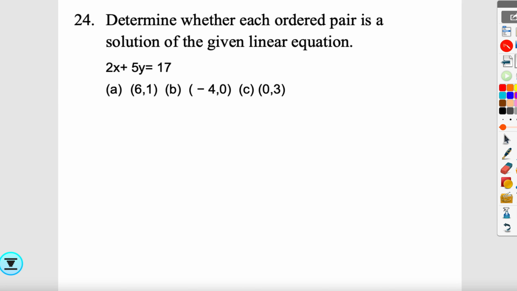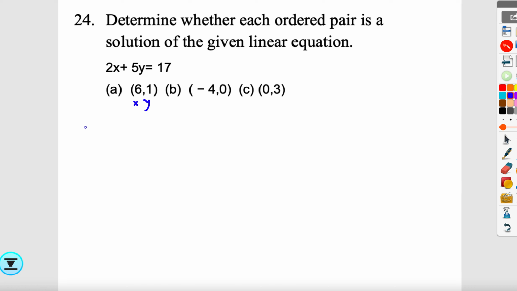Now, number 24, it's kind of a loaded question, but bear with me. Determine whether each ordered pair is a solution of the given linear equation. So we have 3 ordered pairs, and we want to check if they're a solution of this equation here. So let's look at the first one, (6, 1), x and y.